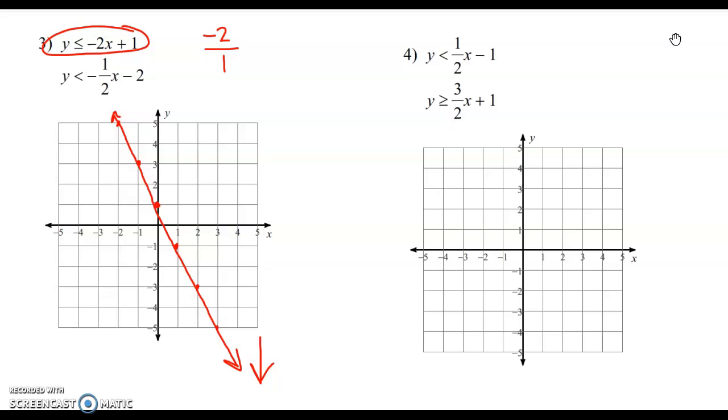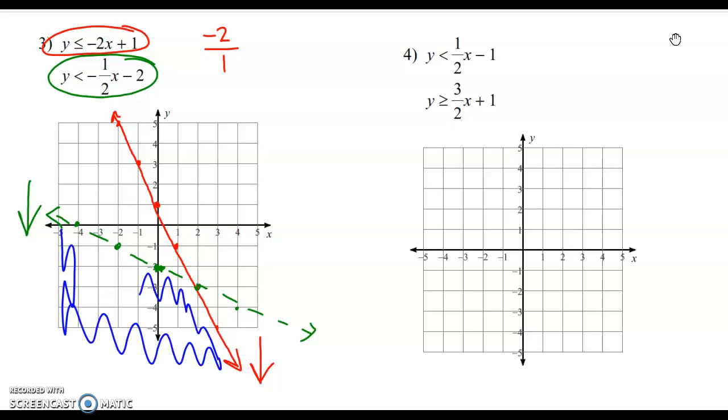Then I have the second one. Y-intercept is negative 2. Slope is negative 1/2. So I can go up 1, left 2, or down 1, right 2. It would be dashed because it's not equal to, and less than would be below. So I have to be below the green and below the red. So I would be in this space right here.